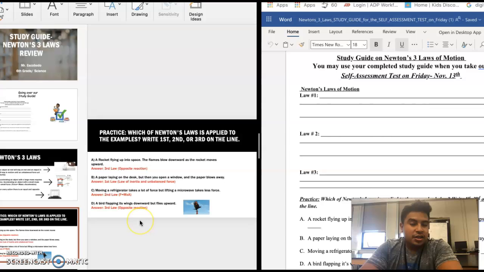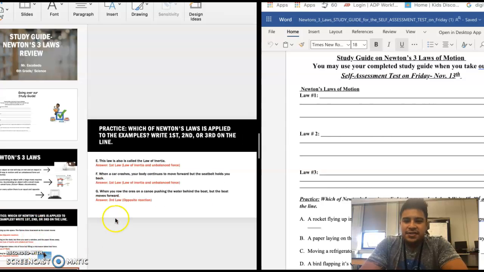D, could look a little complicated, but it isn't. A bird flapping its wings downward, but flies upward because of the wind, is Newton's third law because of the opposite direction of where it takes flight and where it pushes off. All right? E, this law is also called the law of inertia. The answer is Newton's first law, law of inertia and unbalanced forces.